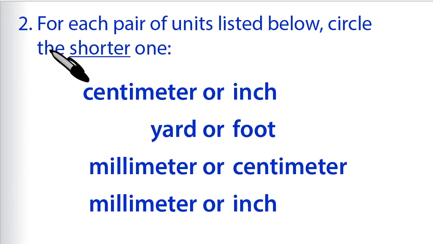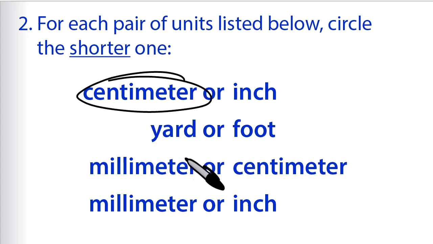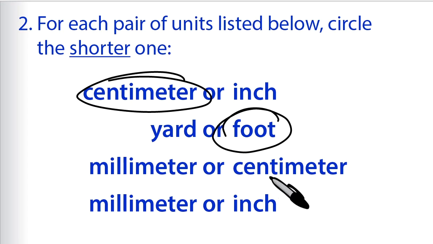For problem 2, we're told for each pair of units listed below, circle the shorter one. All right, so we have the pair of units centimeter or inch, and we're supposed to circle the shorter one. And a centimeter is shorter than an inch. And yard or foot, remember a yard is 3 feet, so a foot is definitely shorter than a yard.